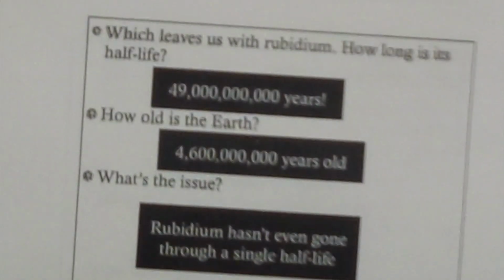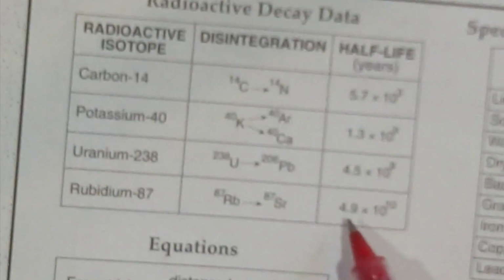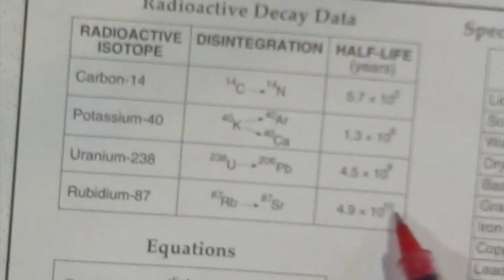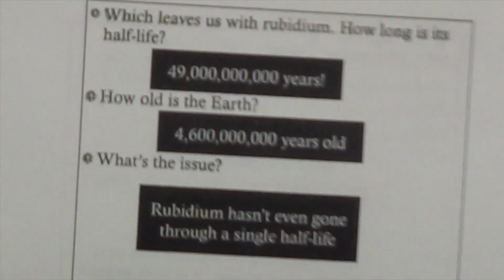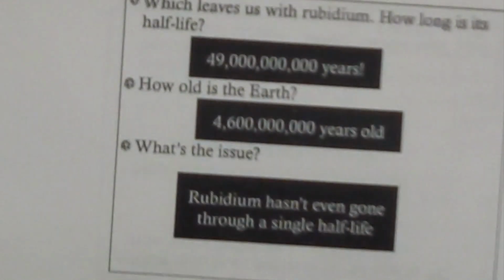Which leaves us with rubidium. How long is its half-life? Rubidium's half-life is 4.9 times 10 to the 10th years. That's 49 billion years. How old is the Earth? From the reference table, the estimated time of the origin of Earth and solar system is 4,600 million years ago, or 4.6 billion years ago. What is the issue? Rubidium hasn't even gone through a single half-life.